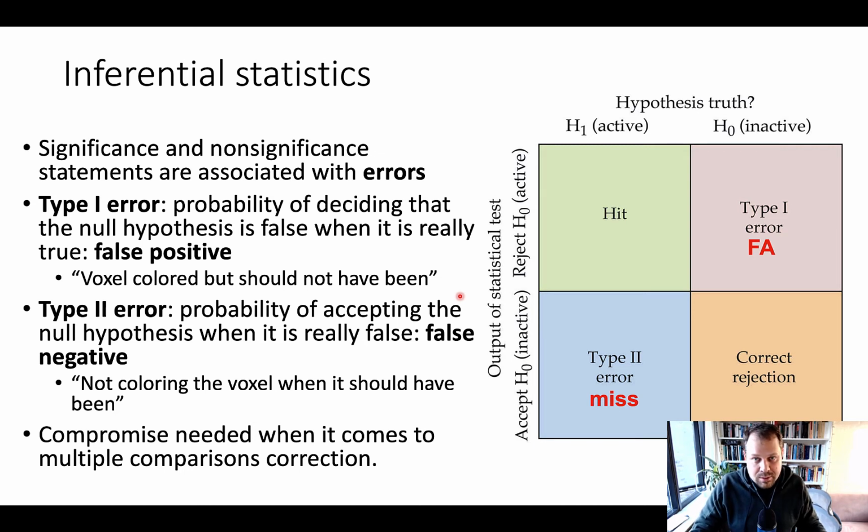And per brain, that's about 150 to 200,000. The type 2 error is the probability of accepting the null hypothesis when it really is false. So that's a false negative. It's when we don't color the voxel when it should have been colored. This is also something that's unfortunate for the researchers, because then they make wrong conclusions about something being absent when it really shouldn't be. So we need to make compromises when it comes to multiple comparisons correction. And we will discuss this. There are some methods now that allow us to control for this, such as random Gaussian field theory.